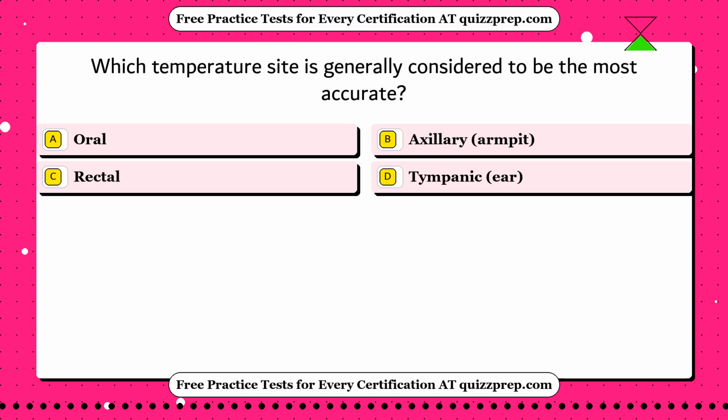Question 56. Which temperature site is generally considered to be the most accurate? Option A. Oral. Option B. Axillary, armpit. Option C. Rectal. Option D. Tympanic, ear.